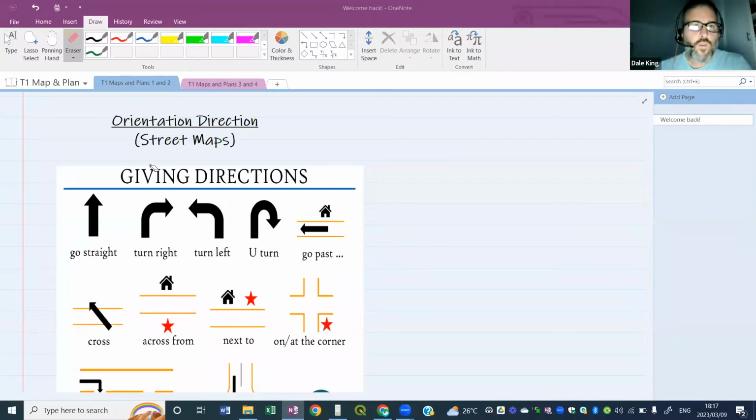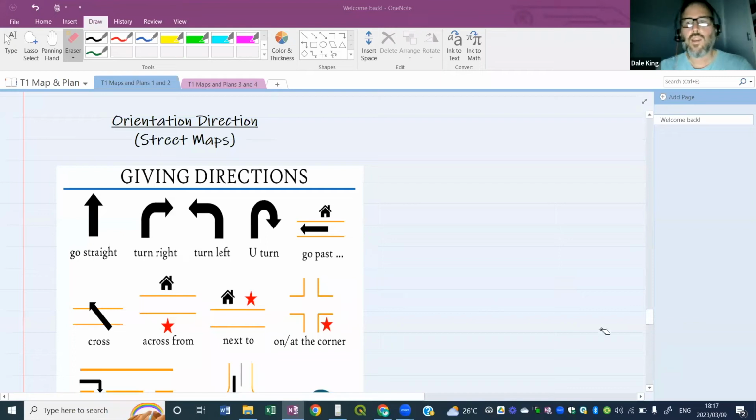So when you talk about orientation direction, this is usually on street maps. If you see a street map in the exam, they're probably going to ask you questions like, describe a route that could be taken from point A to point B. Okay, and then you have to write sentences out. All right. So when we talk about orientation direction on a street map, then we have to use these keywords here.